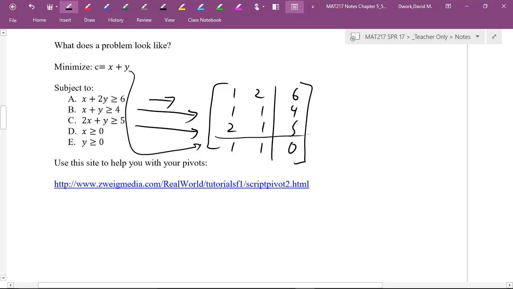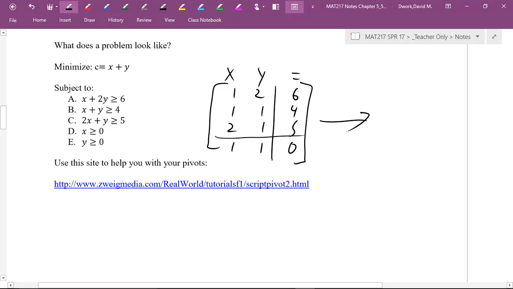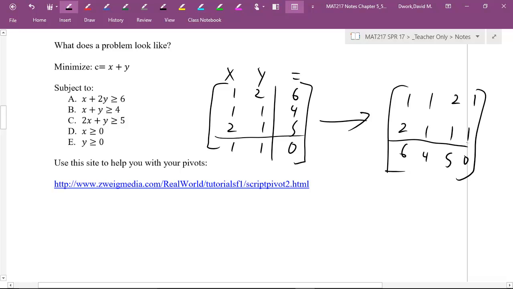Now here's the next fun part. If you think about it this way, x, y, and then an equal sign. When I transpose my matrix, my rows become my columns and my columns become my rows. So 1, 2, 6 was my first row, so now it is my first column. My next column will be 1, 1, 4, then 2, 1, 5, then 1, 1, 0. Now here's the next fun part.